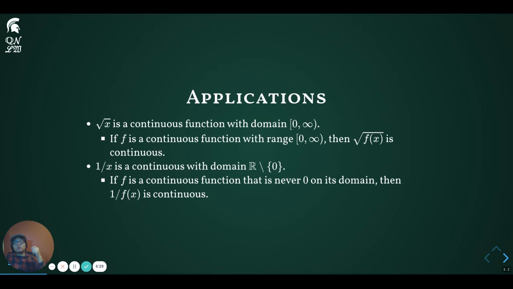Here's an example with more restrictive domains. Notice that the square root of x is a continuous function on its domain, which is the set of non-negative real numbers. So, if f is a continuous function whose outputs are always non-negative, then the square root of f will have to be also continuous. Similarly, noticing that 1 over x is a continuous function with domain all of the real numbers except for 0, we know that if f is a continuous function whose output is never 0, then the function 1 over f is also continuous, thanks to this theorem.